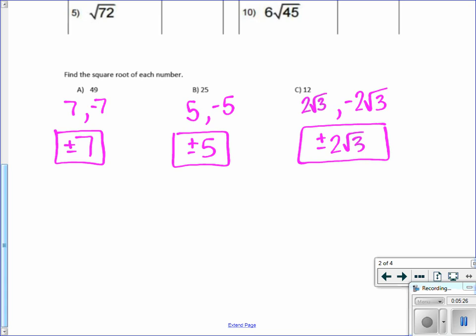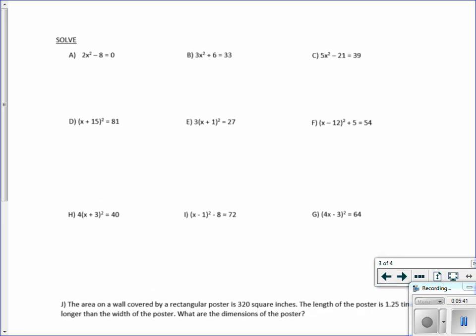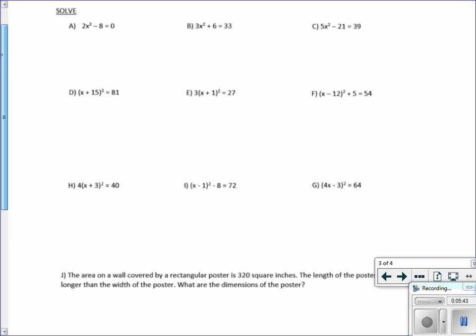Okay, so if you turn to the next page, we're solving problems. We're solving quadratics today. We have solved all these problems before. We've done this with factoring. We've done all of that, but we're going to do it a different way today. There's a reason we get to do it a different way today.